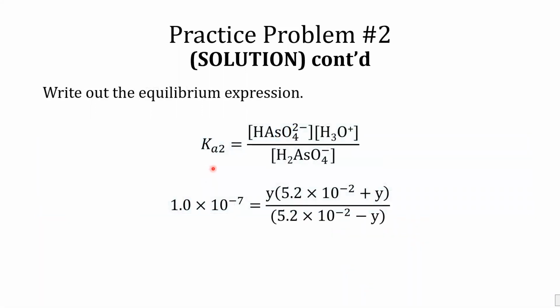The equilibrium expression for K2 equals the concentration of hydrogen arsenate ion times hydronium ion divided by the concentration of dihydrogen arsenate ion, and plugging in the numbers, 1.0 times 10 to the minus 7 equals y times (5.2 times 10 to the minus 2 plus y), divided by (5.2 times 10 to the minus 2 minus y).